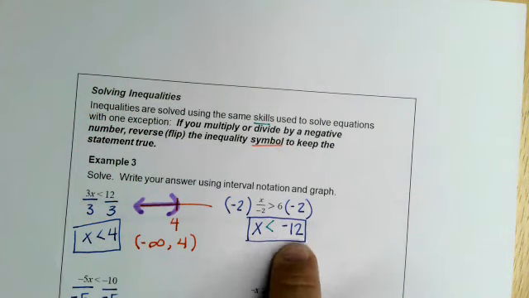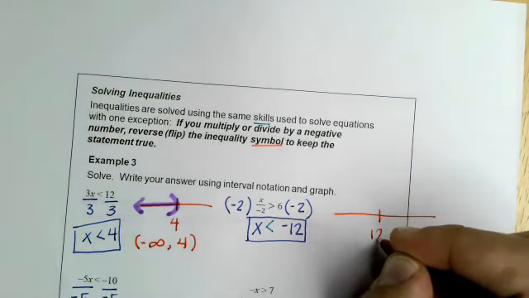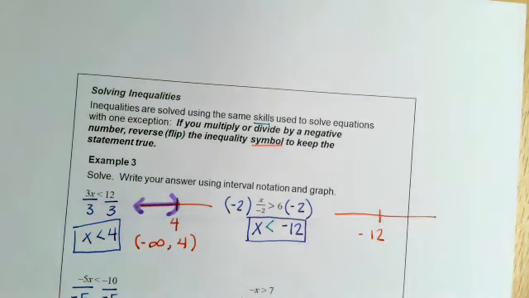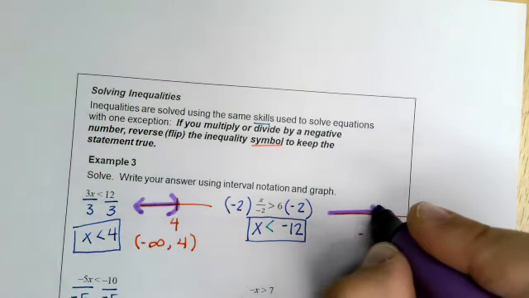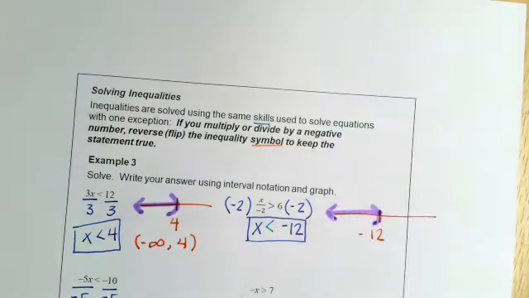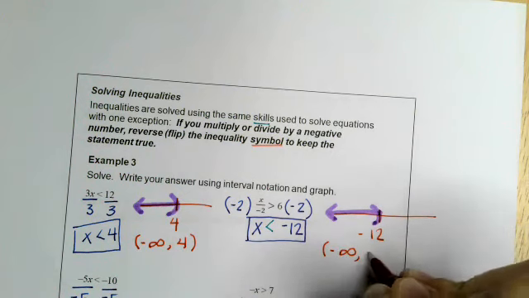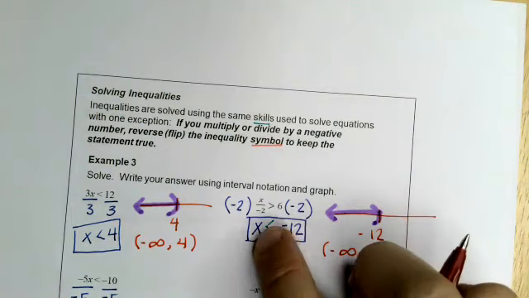X is less than -12. Find -12 on my number line. X is less than -12. It does not include -12, and it is smaller. So it starts at -infinity, goes to -12, does not include -12.